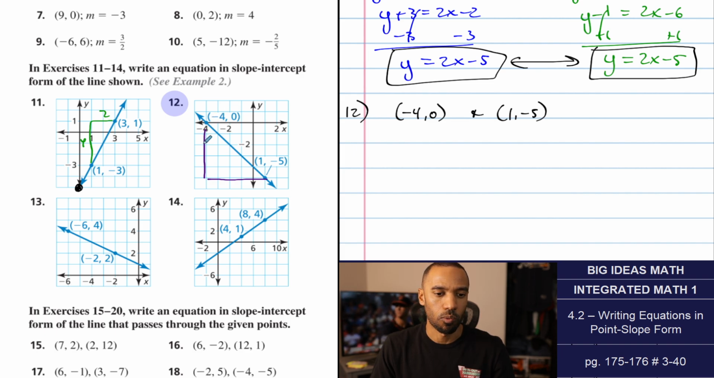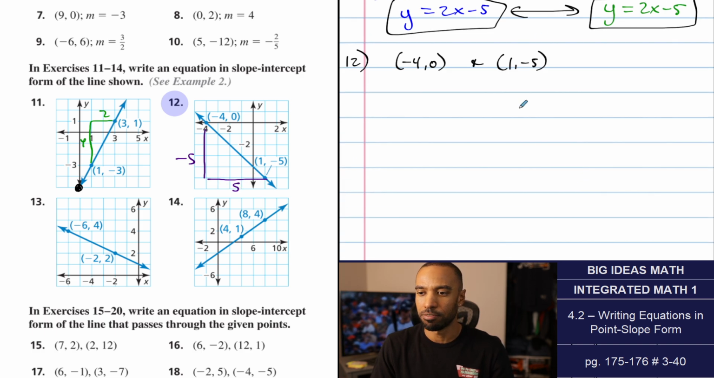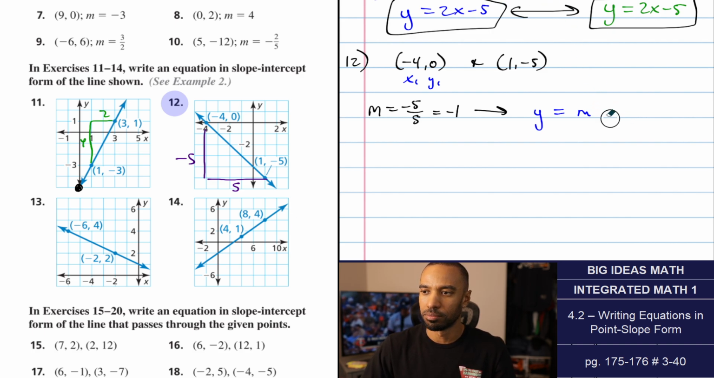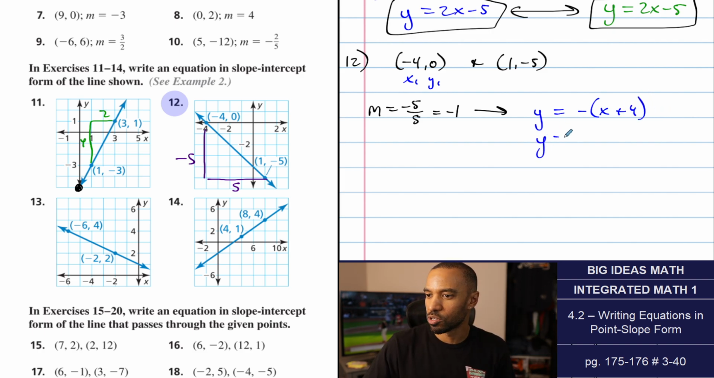So we're going down 1, 2, 3, 4, 5. We're running across 1, 2, 3, 4, 5. Our slope is -5 over 5, which is -1. So we can now write a formula. I'm going to use this as my x1, y1. We're going to write a formula that says y minus y1, that's y minus 0, equals m is -1, -1 times x minus x1, that's x plus 4. So my slope-intercept form equals y equals -x minus 4 when I distribute this.